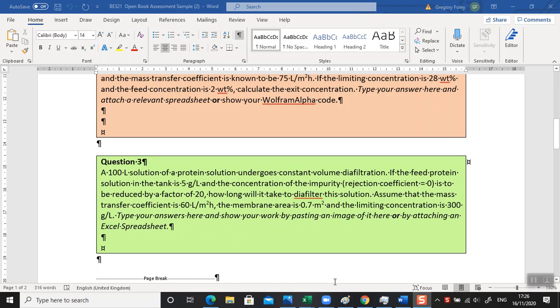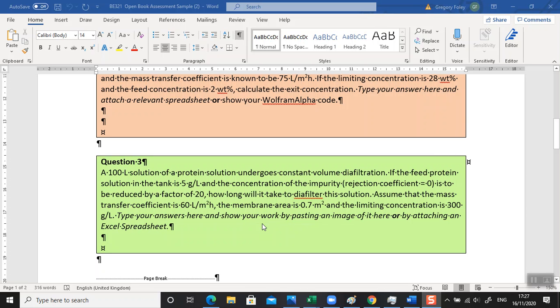What we have here is we've simply got a 100-liter solution of a certain protein solution that's going to undergo diafiltration. And within the tank, we have an impurity whose rejection coefficient is zero, and we want to reduce that concentration by a factor of 20. So we're still dealing with this 100-liter solution. And all we're asking is how long would it take to diafilter that 100-liter solution of protein so that you reduce the concentration of impurity by a factor of 20.